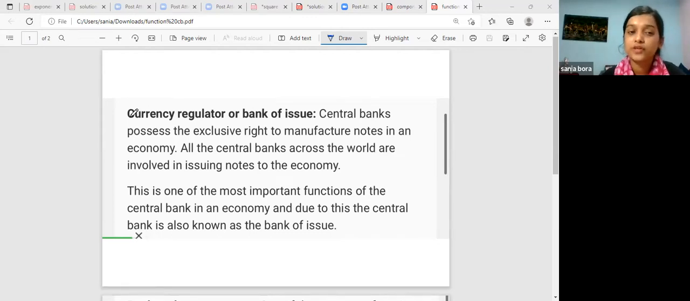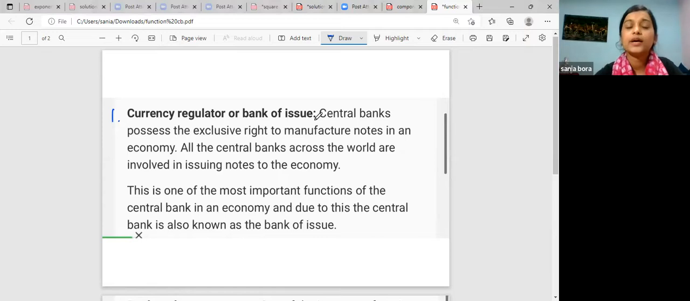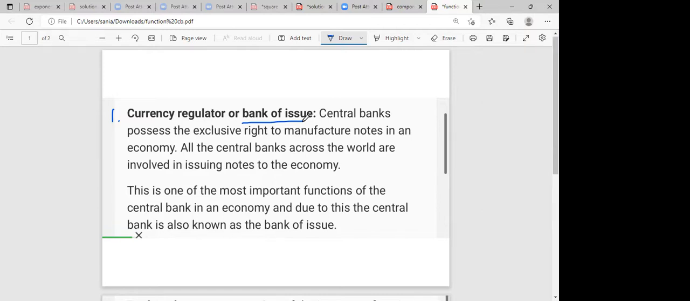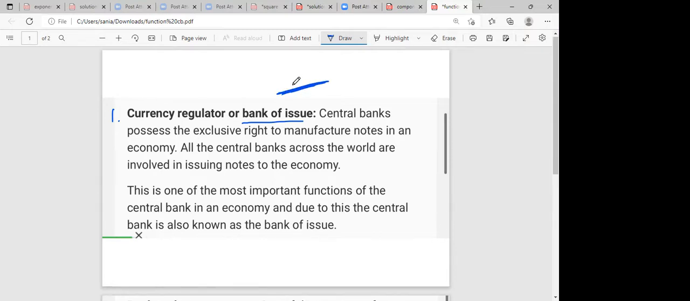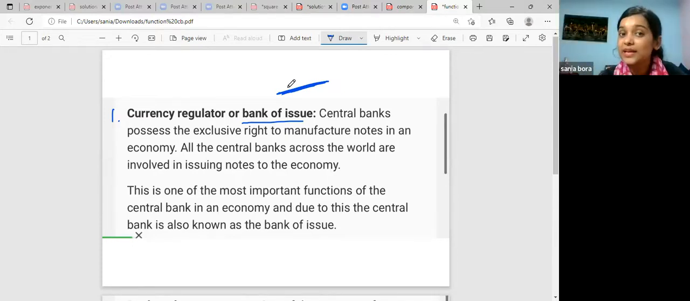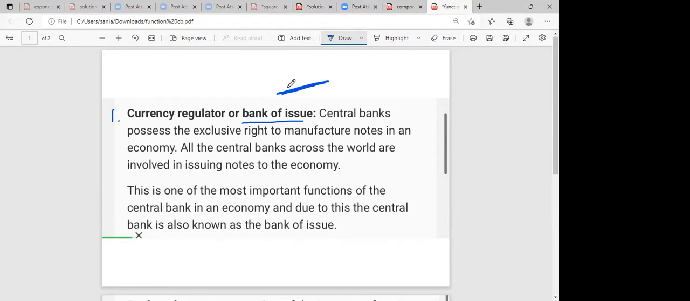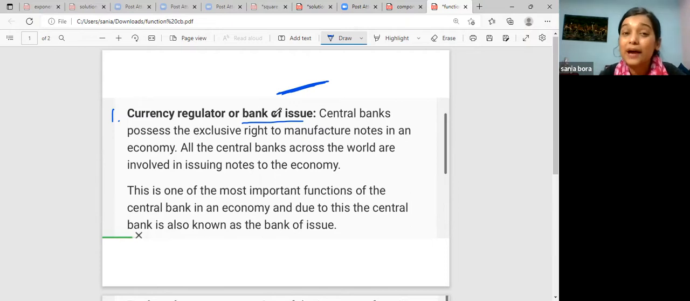Okay, so the first function is currency regulator or the bank of issue. The central bank is also known as the bank of issue. Tell me what the central bank issues. It is the big institution in the money market. It is the only one that has the authority to issue currency. Yes, very good. That's why it is known as the bank of issue, because only it can issue currency. No other bank in the entire world can issue this currency. So it is known as currency regulator because it regulates, and bank of issue.